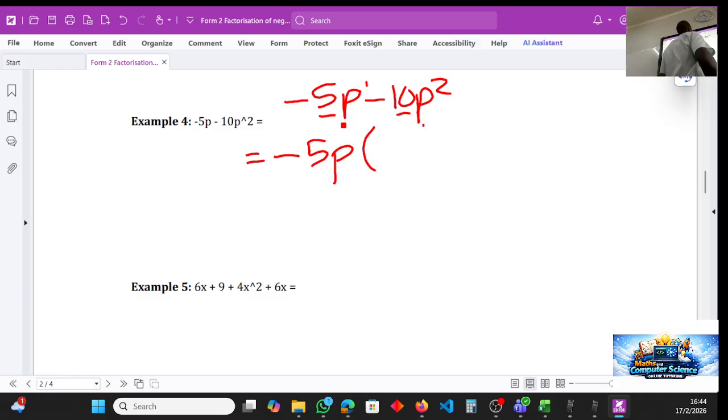Then I open my brackets and do the division. Minus 5p divided by minus 5p, dividing negative by negative, will give me a positive 1. Then I'm on the second part, minus 10p squared divided by minus 5p, and I'll get a positive 2p. Then I'll be done with that.